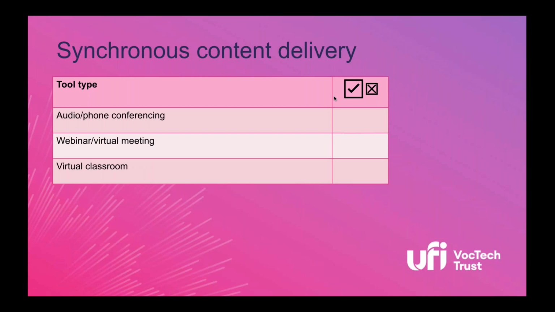Next category is synchronous content delivery. You might just have phone meetings. Incidentally, the overlap in this category is quite substantial. You might just need audio and phone conferencing. You may want a webinar like this one, or you may want a full-scale virtual classroom, and the virtual classroom may have a number of facilities that a more mainstream virtual meeting system will provide.